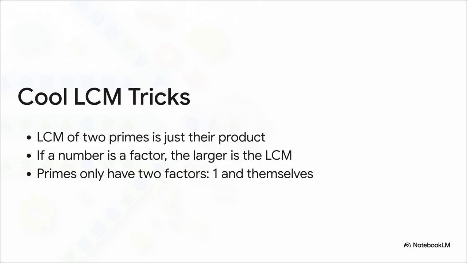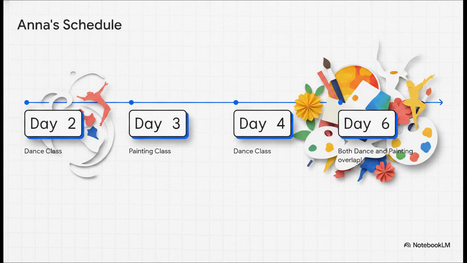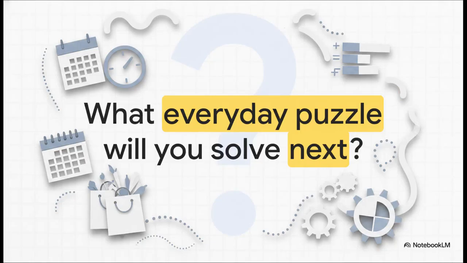Pretty cool, right? So, bringing it all back to our opening puzzle about Anna's chaotic class schedule, remember, dance is every 2 days. Painting is every 3 days. Well, 2 and 3 are both prime numbers. So using that shortcut we just learned, we simply multiply them together. 2 times 3 is 6, which proves, without a shadow of a doubt, that the classes will perfectly overlap on day 6.